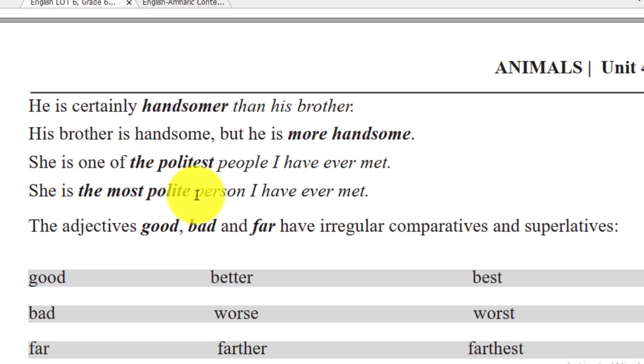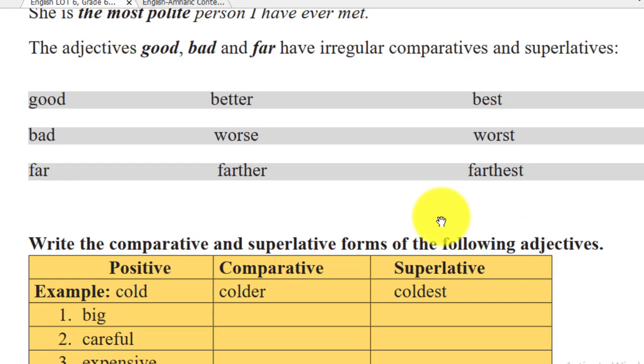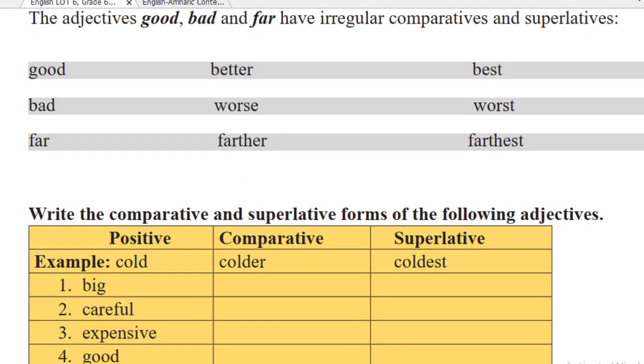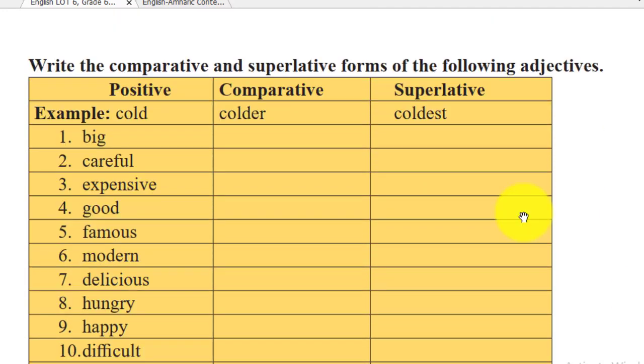So the forms can change in both ways. The adjectives good, bad and far have irregular comparative and superlative forms. They simply change form. For example, good: better, best; bad: worse, worst; far: farther, farthest. We call these irregular adjectives.